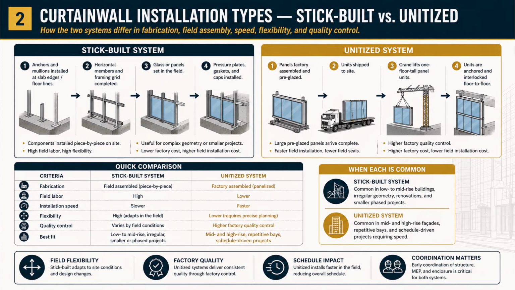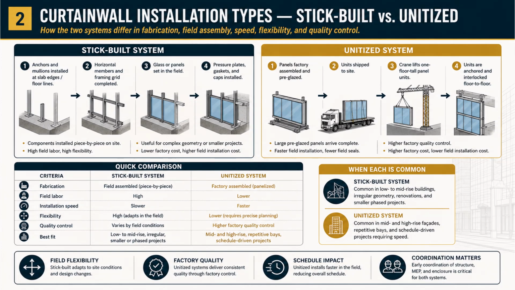This slide reinforces the two systems with their installation sequences, so I'll move efficiently and highlight the decision logic. The stick-built sequence: anchors and mullions installed at the slab edges and floor lines, then horizontal members and the framing grid completed, then glass or panels set in the field, then pressure plates, gaskets, and caps installed. 4 field-intensive steps. The unitized sequence: panels are factory assembled and pre-glazed, units shipped to site. A crane lifts each 1-floor-tall panel unit, and the units are anchored and interlocked floor to floor, the heavy assembly already done in the factory.